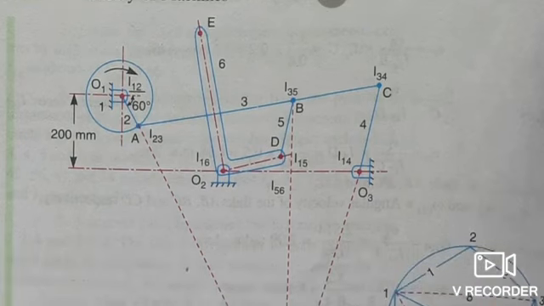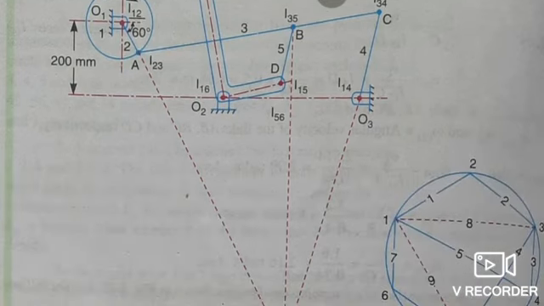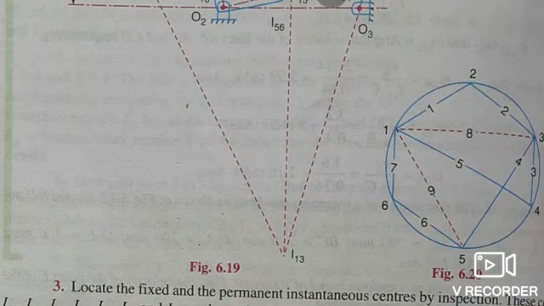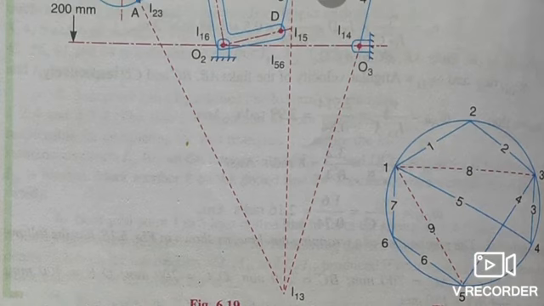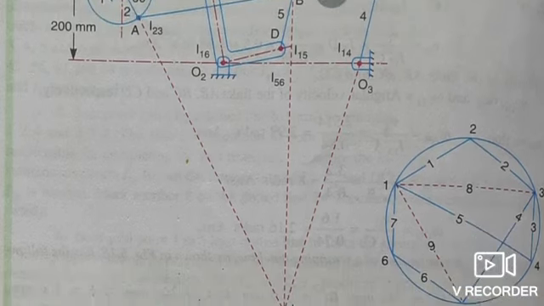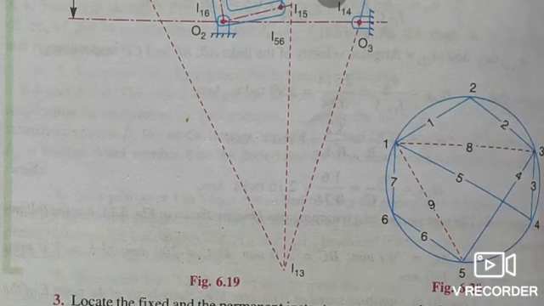And we have to extend O1A and CO3, which will meet below at I13. And also for I15, we have to extend the line from B through I15, which will also meet at I13.